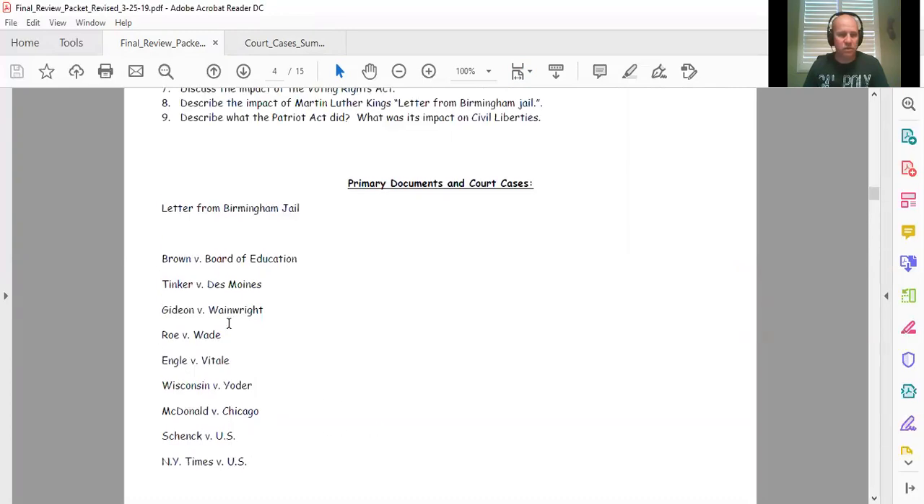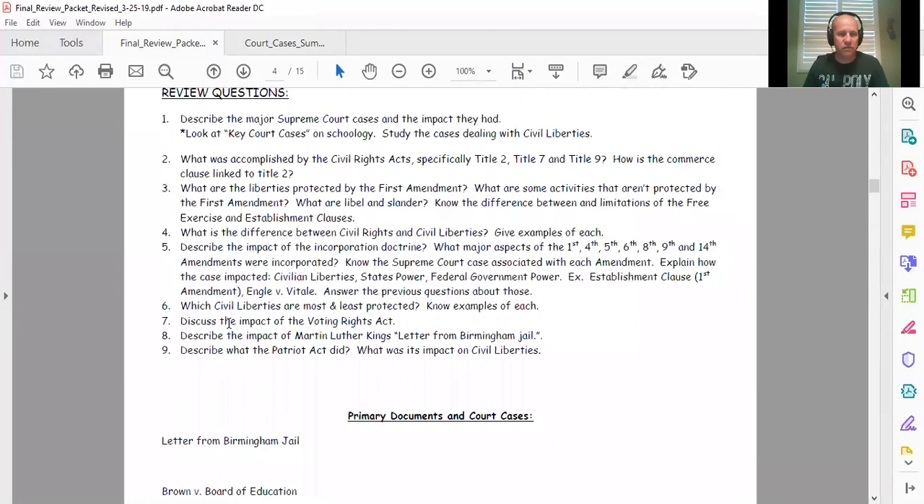So I've gone over all these court cases. I go over these questions here. Key court cases, we did this. Title II, Title VII, Title IX. I went over this. Commerce Clause is linked to Title II. I went over that already. I already did the First Amendment. I did all these. The impact of the incorporation doctrine. The First Amendment, the court case, we just went over that.